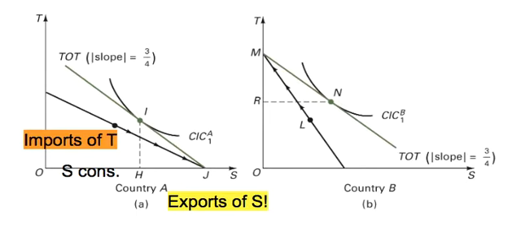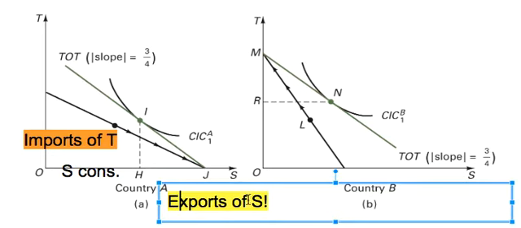In an analogous way, we can define the trade triangle for country B. Country B is completely specialized in producing tea. We can see that at point N, country B is consuming an amount OR of tea. However, they're producing OM, and so the difference MR is going to be exports of T from country B to country A.